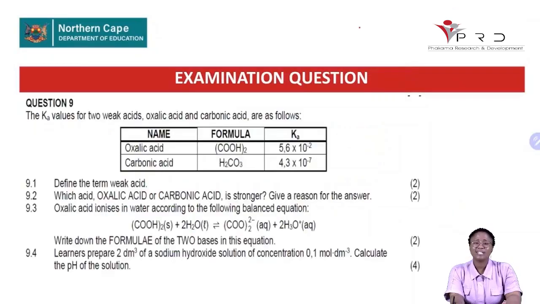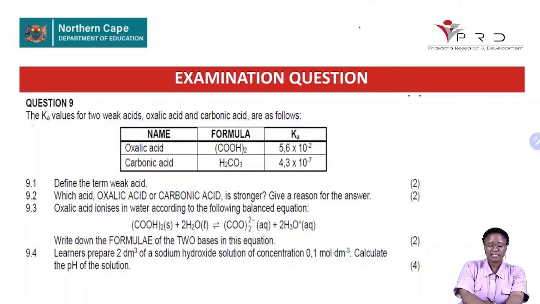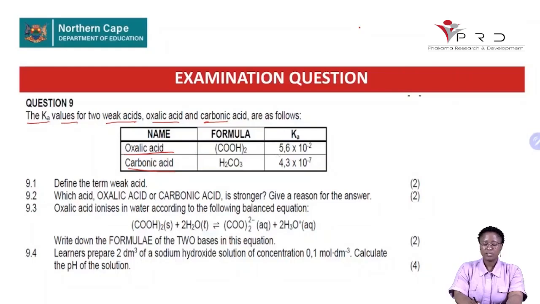Now let us look at the last exam question that we are going to be doing together. The other one, you're going to do as homework at home. I think we have covered a lot of exam activities. Now you know how the examiner is structuring the exam questions when we are dealing with this topic. Now let us quickly look at question 9. Question 9 says the Ka values for two acids, oxalic acid and carbonic acid, are as follows. You have the oxalic acid as well as the carbonic acid, and as you can see, you have the Ka values over there.